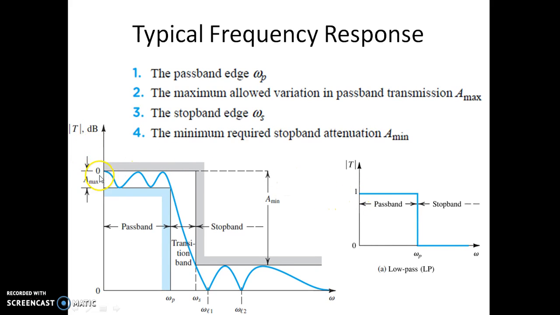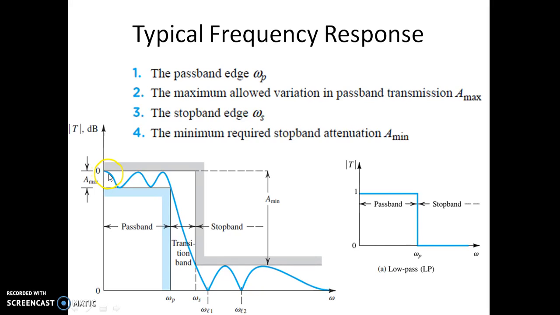Now you can see attenuation is 0, which means we are passing the entire signal. Ideally the transfer characteristics should have been 0 dB till omega p, and after omega p it should come down to maximum attenuation. At zero transmission the attenuation will be minus infinity, that is, very large here.